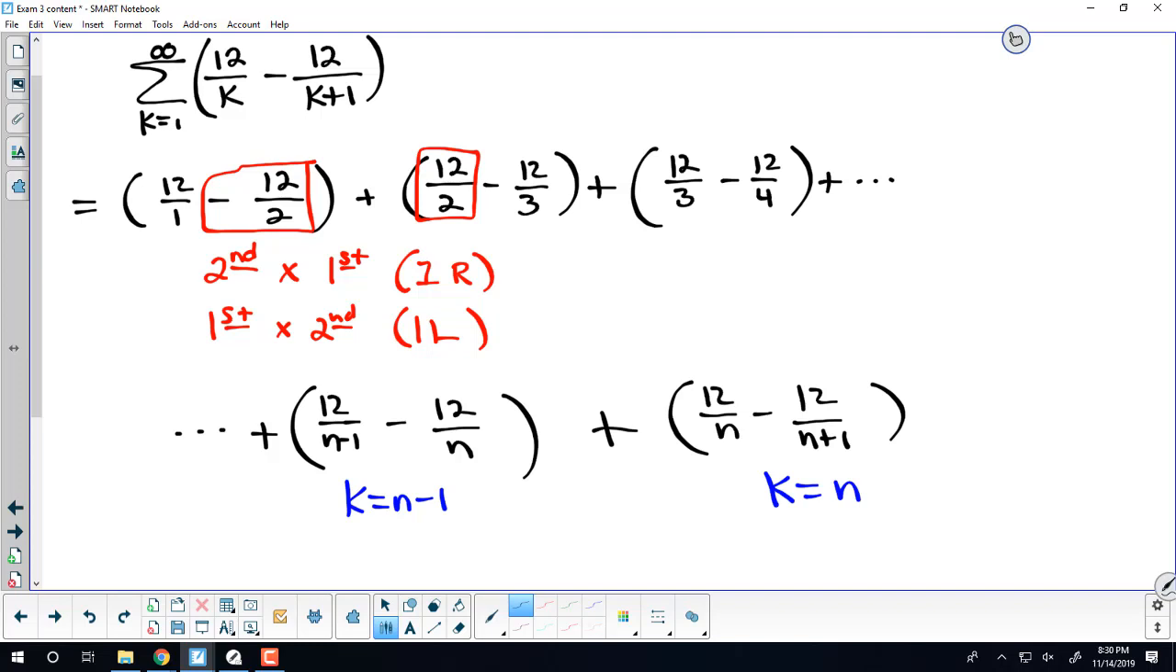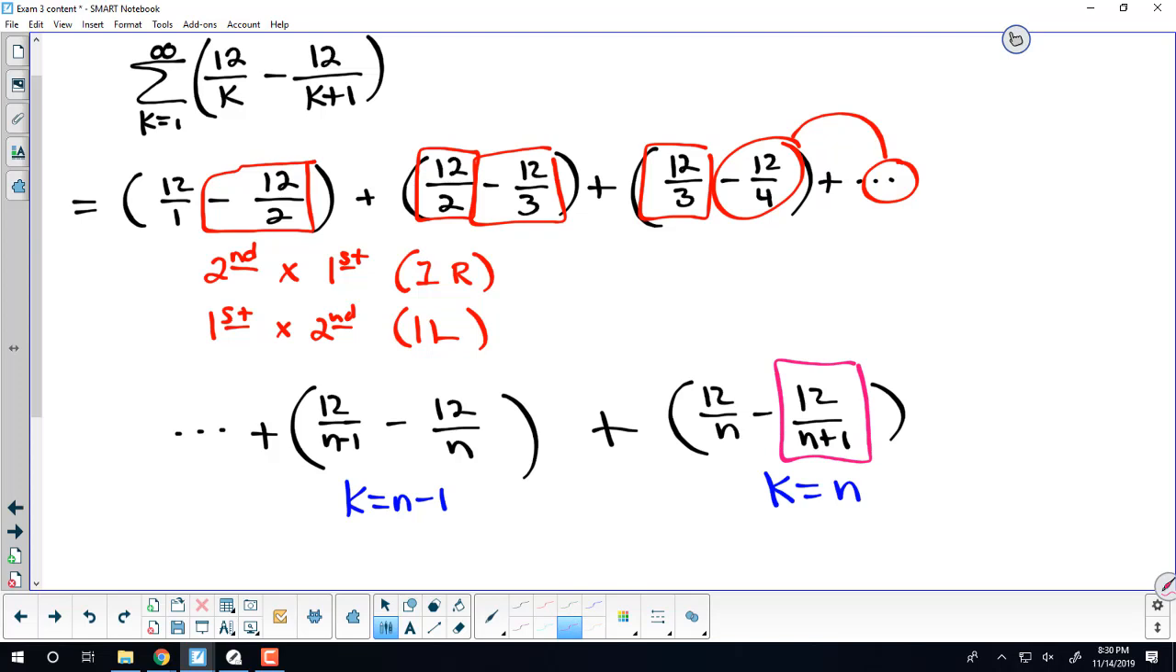And then you just cancel stuff. Those are gone. Those are gone. Will this cancel with something? Yeah, the second in the pair will cancel with the first, that's 1 to the right. So this will cancel with the term right here that we didn't write down, and so on and so forth. We get to this last one. Does the 12 over n plus 1 cancel? No, so we'll keep that.